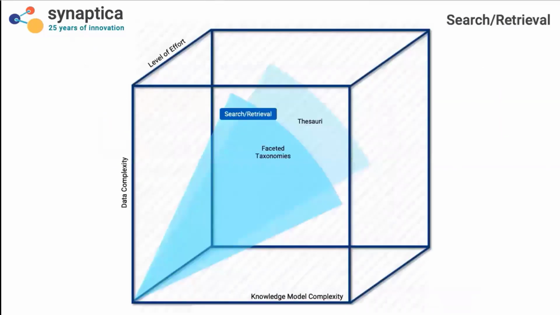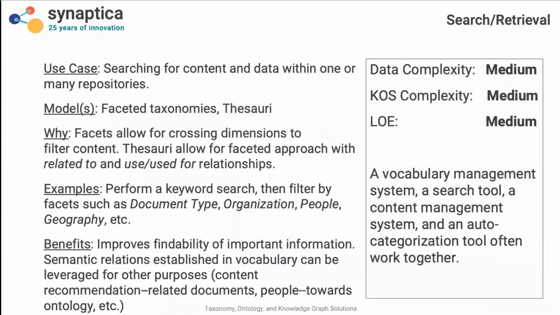Our next use case is about search and retrieval. Search and retrieval usually includes searching for content and data within one or across many repositories. Here, we're talking about faceted taxonomies and thesauri for use. And this gets into more of a medium data complexity, a little bit more complexity in the knowledge organization system, a little more effort to get going. But once used, you can use faceted taxonomies or thesauri, and the facets allow for crossing the different dimensions to filter content. An example of this might be performing a keyword search and then filtering by facets such as document type, organization, people, geography, et cetera.